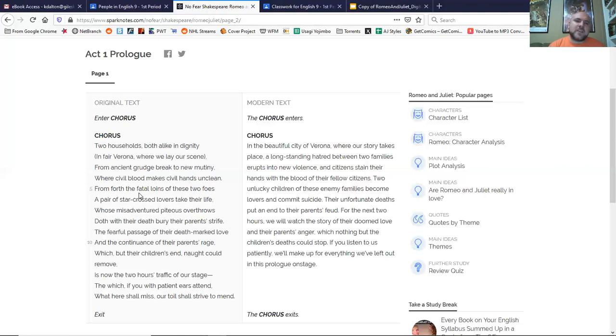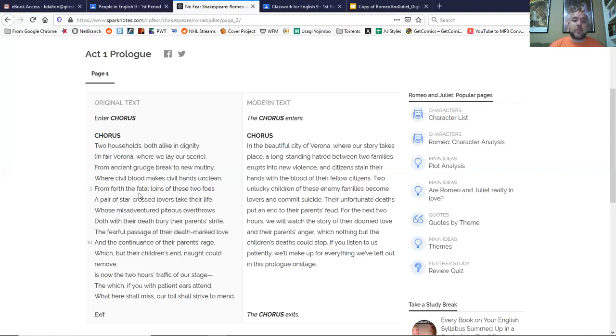The fearful passage of their death-marked love and the continuance of their parents' rage, which but their children's end naught could remove, is now the two hours' traffic of our stage. The which, if you patient ears attend, what here shall miss, our toil shall strive to mend. So let's break this down.